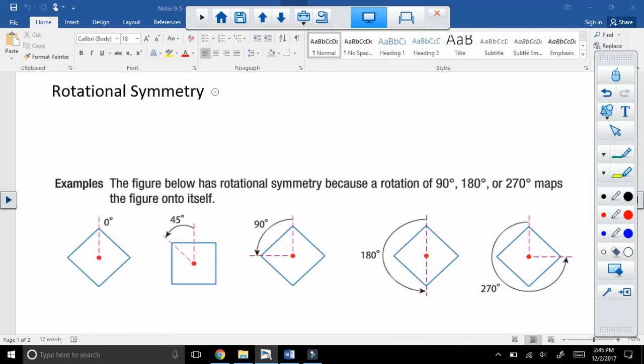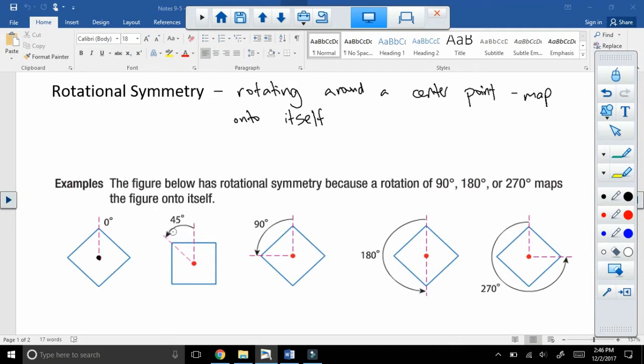So for rotational symmetry, what we're talking about is rotating around a central point. And when you rotate around that center point, it needs to map onto itself. And we're never talking about 360 degrees. Everything will map back onto itself at 360 degrees. It has to be some increment less than 360. So for example, here is the center point for the square.